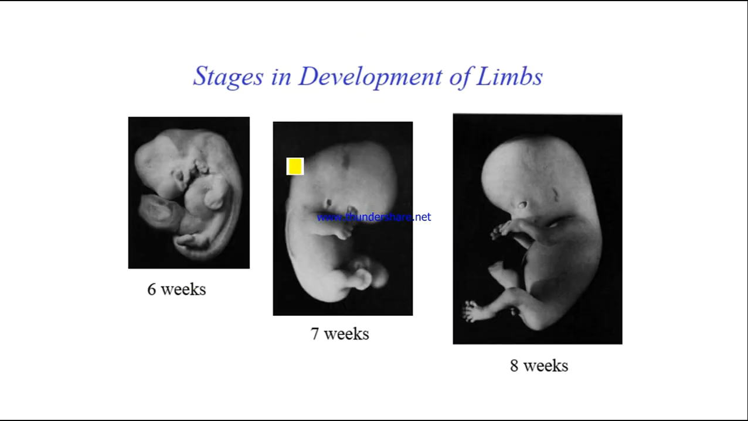So let's talk about the stages in limb development and how it looks. At 6 weeks we can see these small limb buds forming, the upper and the lower limb buds. By the 7th week they're more distinct. There's still no formation in the foot region, it's still just a plate, and the fingers are starting to show at the 7-week stage. By the time we get to 8 weeks, we're starting to see the plates becoming the digits that are recognizable as the fingers and toes.